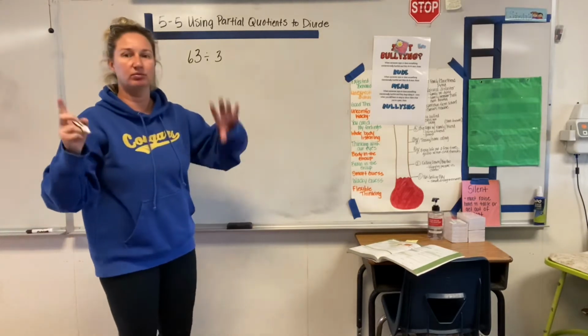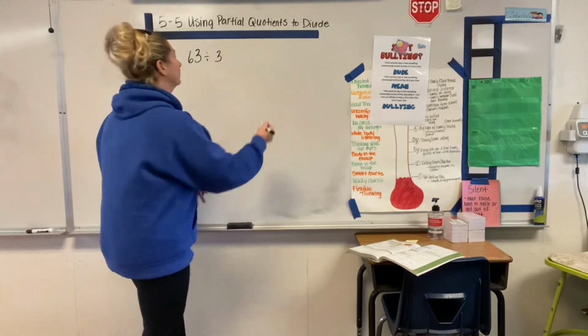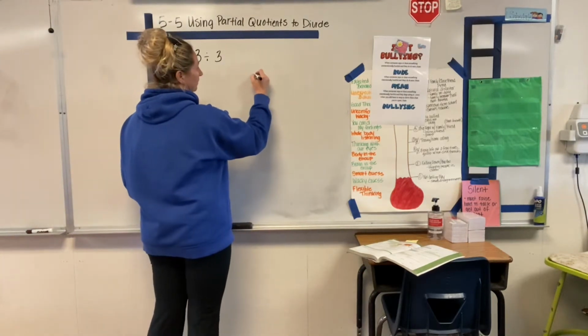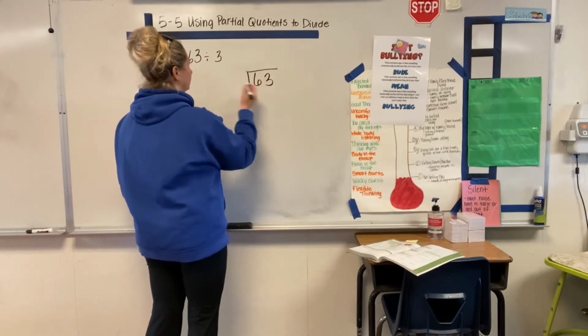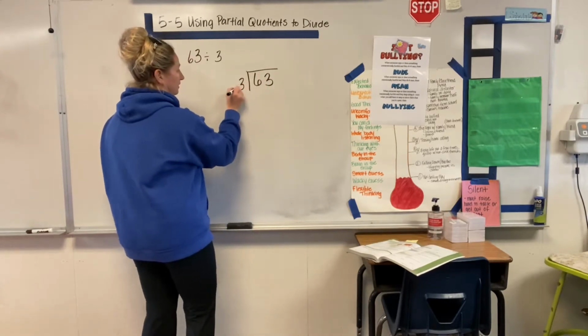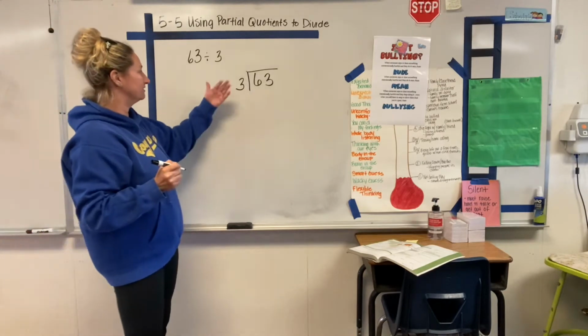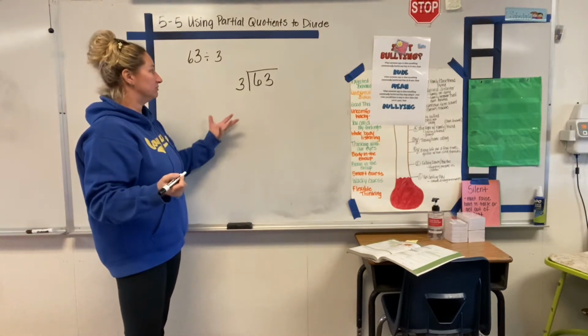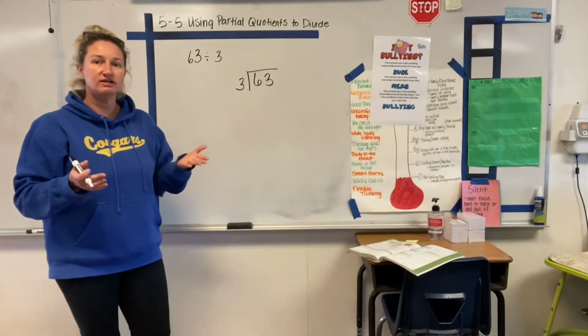Sorry, I'm horrible with my lesson, right? Horizontal and vertical. So vertical, up and down. So we're going to write 63 inside of the box divided by 3. Okay? And then we're going to estimate how many times we think 3 would go into 63. And just use easy numbers.